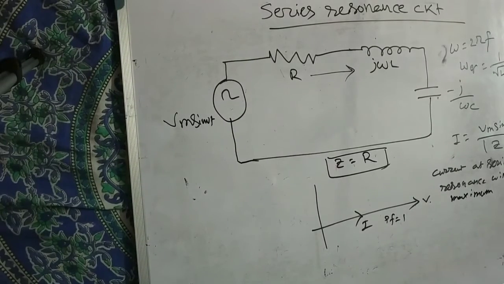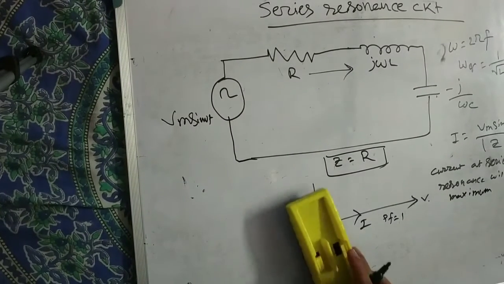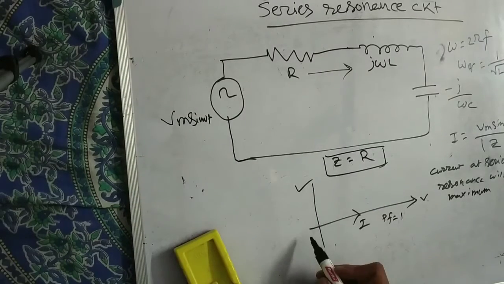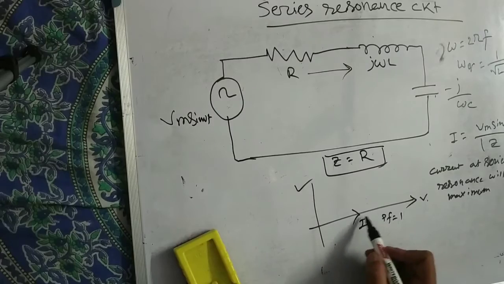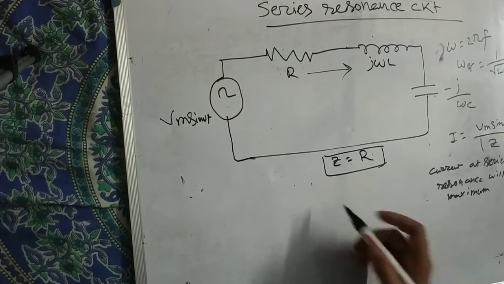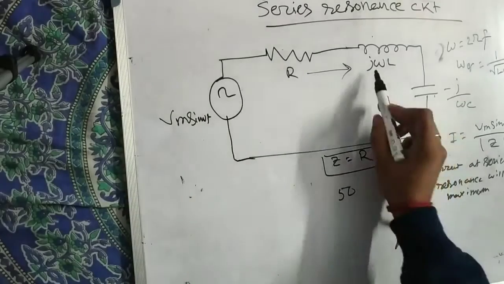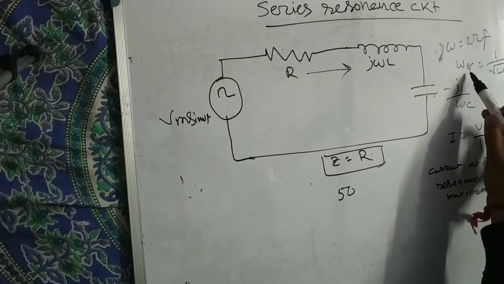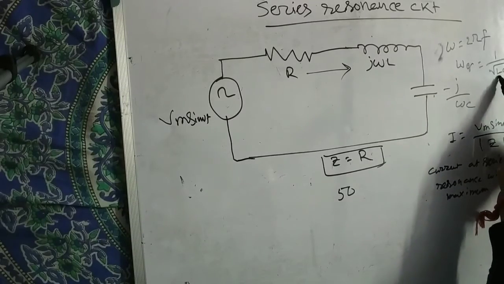Now if we draw, let me draw at frequency. So this is the resonance condition phasor diagram. V and I are in the same phase. Now suppose you are getting resonance, so we can conclude the resonance frequency we are getting depends on the L and C values.